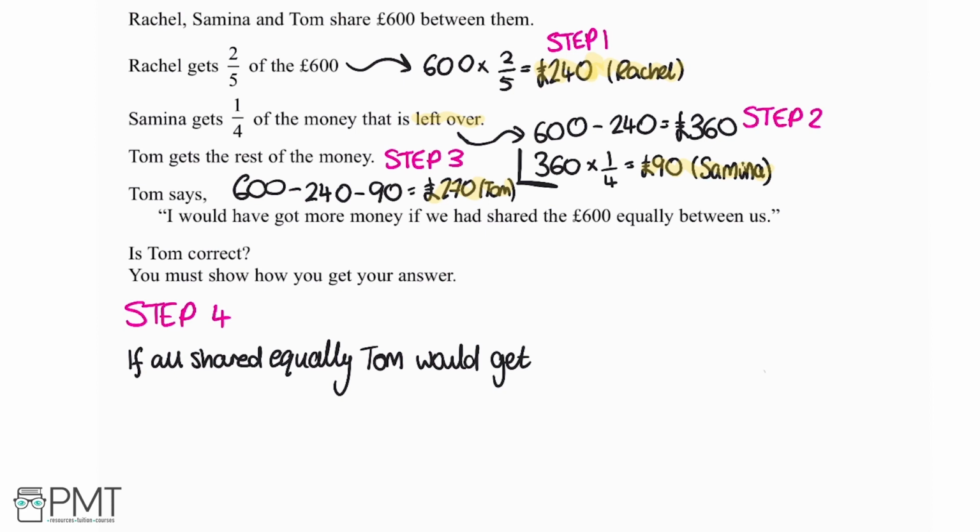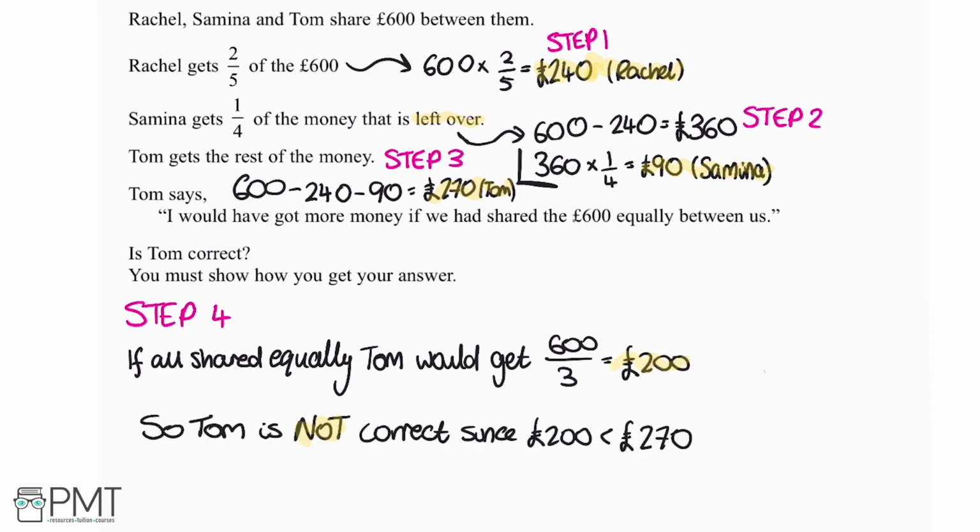So now if everything was shared equally, we're going to have 600 in total. And if it's shared equally between the 3 of them, we'll divide that by 3, so £200. Now Tom said that he would have got more money if the money was shared equally between them. So for our conclusion, we need to say Tom is not correct in saying that. Since if it was shared equally, he would have got £200. But actually, how it was shared, he got £270. Meaning if it was shared equally, he would have actually got less money.